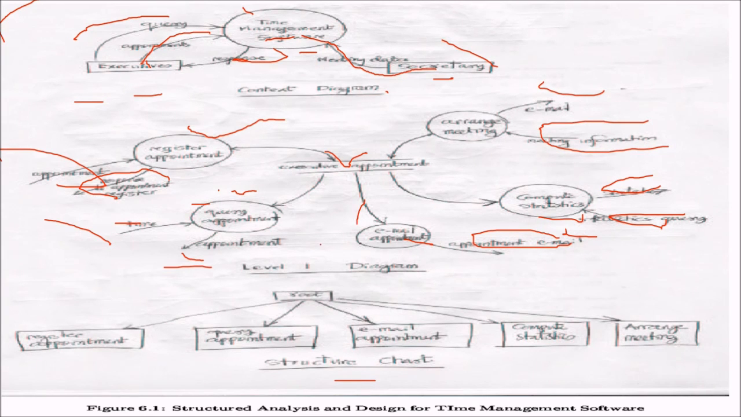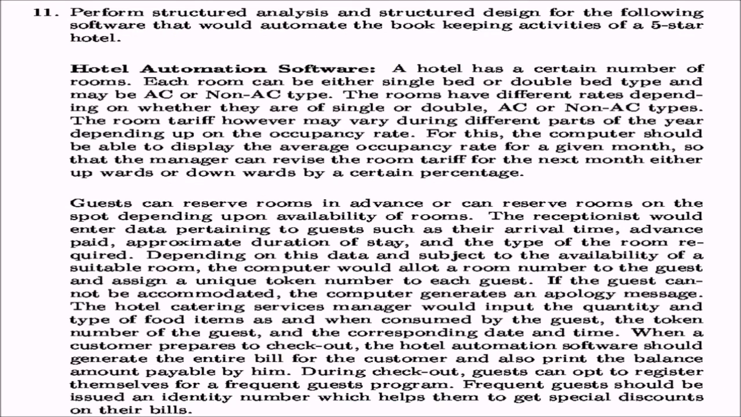So how can we make the structure chart? You have a root. You have to make a module or a function called this appointment, register appointment, query appointment, email appointment, compute statistics, and arrange meetings.